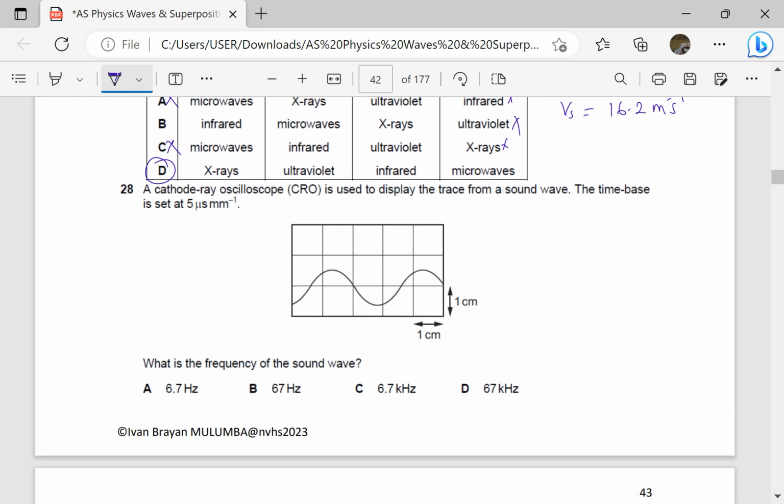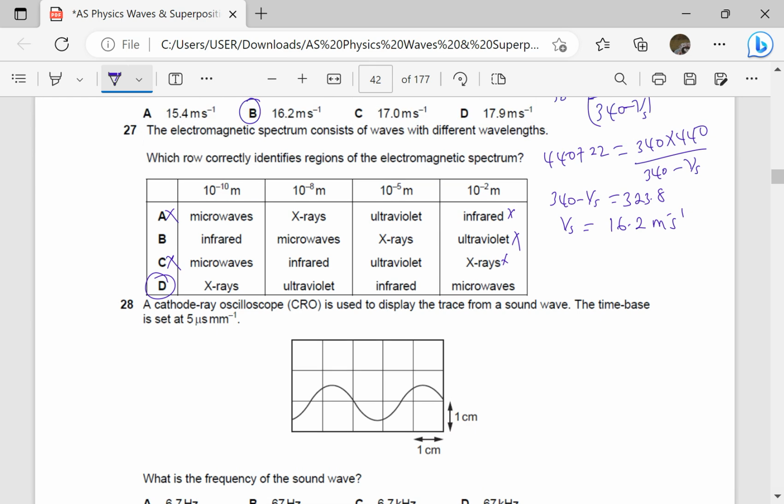A cathode ray oscilloscope is used to display the trace from a sound wave. Note carefully how I quote these waves. I always use "Richard's mother is visiting Uncle Xavier's garden". I use this as the reference, which is 7 times 10 power negative 7 meters up to 4 times 10 power negative 7 meters for the visible range. This is violet, this is red.